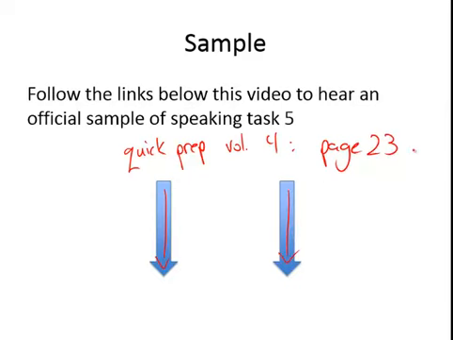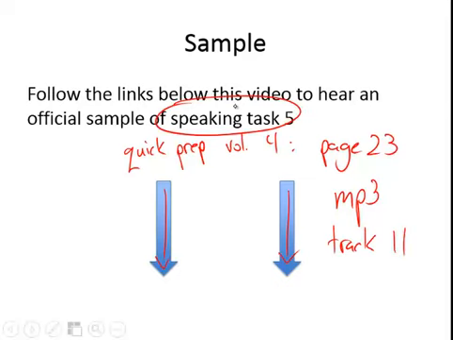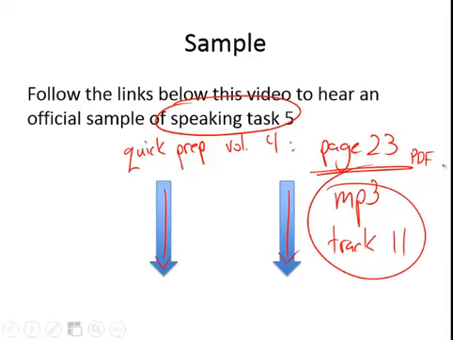We don't need the PDF so much as we need the MP3, track 11, because speaking task number 5 is only listening. There is no reading. There is a picture on page 23 in that PDF, but the picture doesn't help much. Mostly we need the conversation. So go listen to that conversation, then come back to this video and you'll hear my response.